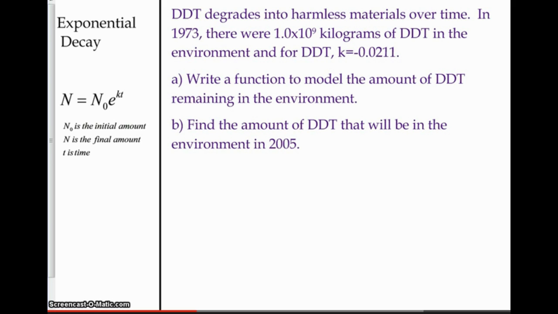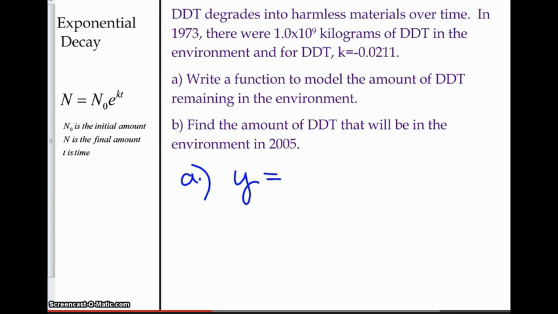So in 1973, they started with 1 times 10⁹ kilograms of DDT in the environment. And for this DDT, k equals negative 0.0211. And notice how k is negative, so it does decay. So first they say, okay, write the function to model the amount of DDT remaining in the environment. So we're going to call this the amount remaining.